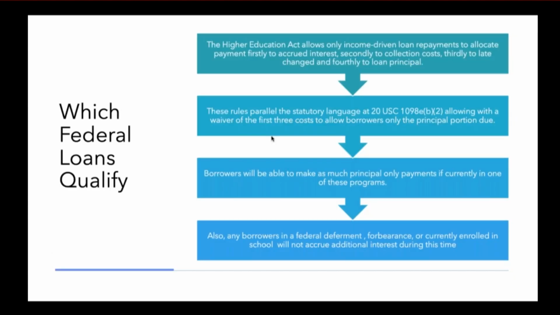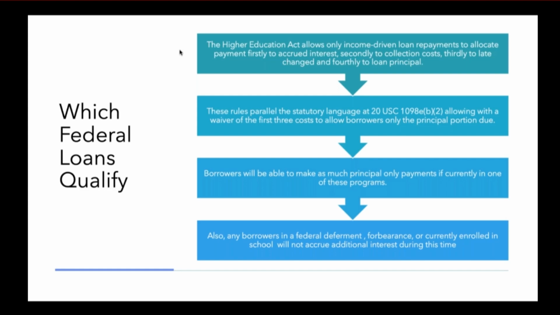So let's first try to understand which loans qualify. But to do so, we need to understand why they qualify. So the Higher Education Act allows only income-driven loan repayment plans for their payments to firstly go to accrued interest, then collection costs, then late charges, and lastly to loan principal. Because of that payment structure, those rules parallel the statutory language at USC Code 1098E, Section B, subsection 2.